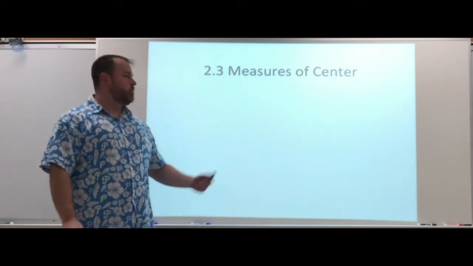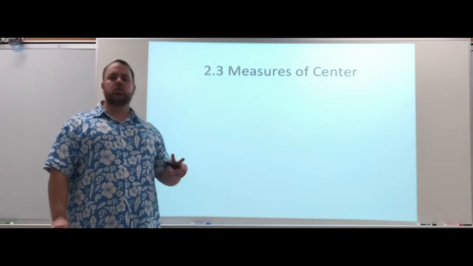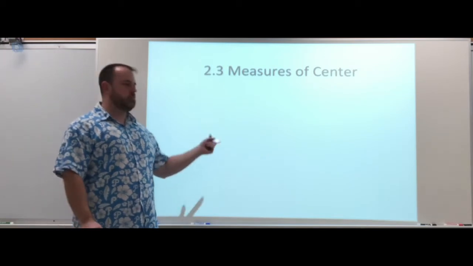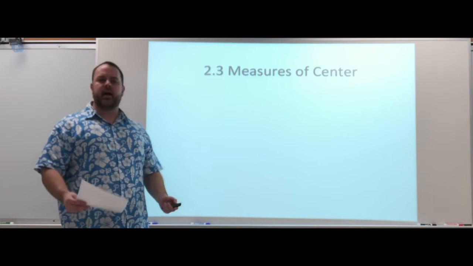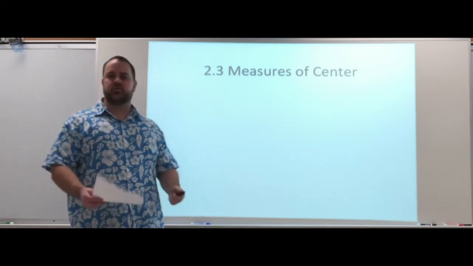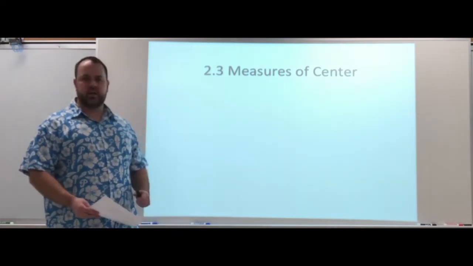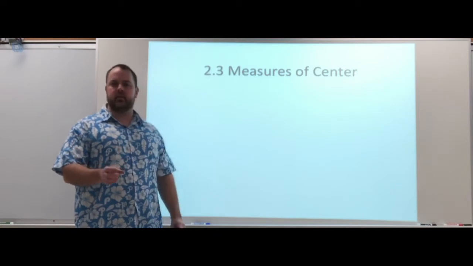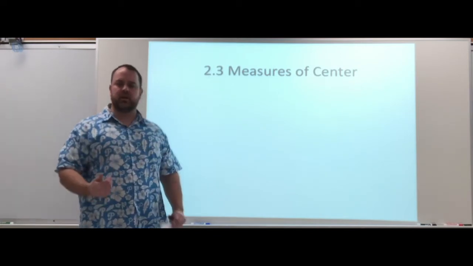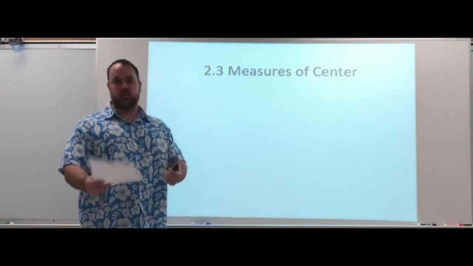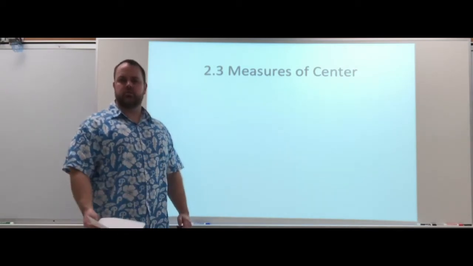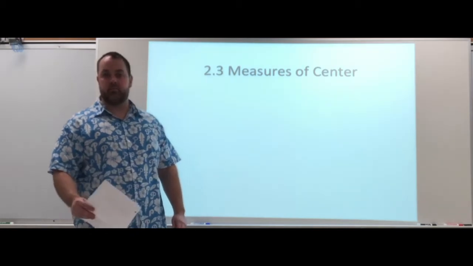The next two sections, 2.3 and 2.4, we're going to be looking at two different measurements. One is the measure of center, one is the measure of spread. Both of these are values that you can calculate from a data set to describe it a little bit. Measure of center is kind of looking at the tendency. Does it tend to be high, does it tend to be low? And now instead of just looking at a dot plot or a histogram and estimating which one's higher or lower, we're going to do some calculations to find a value that can measure that.